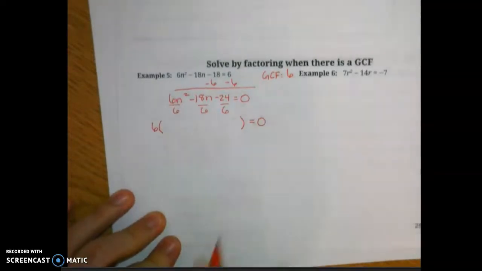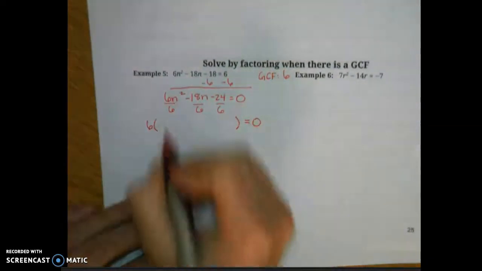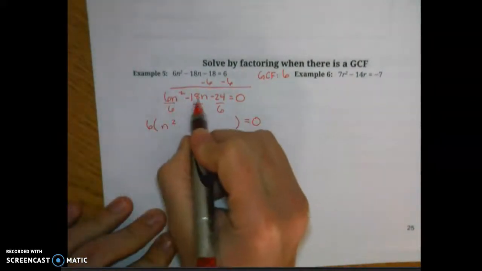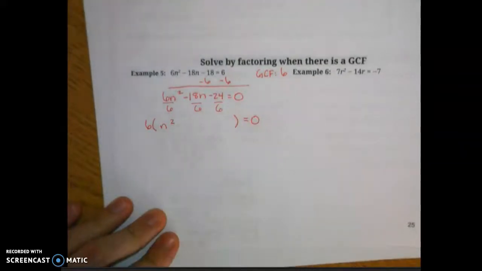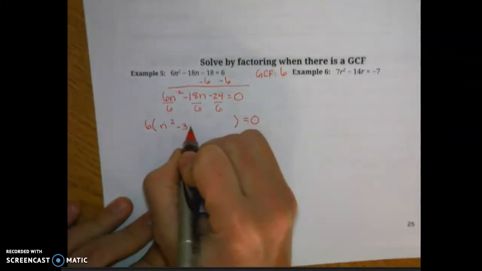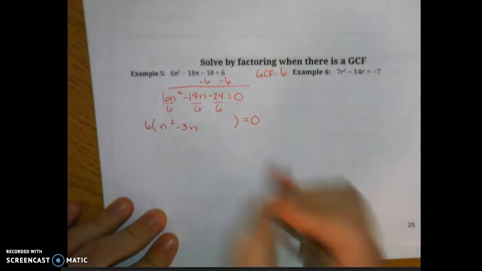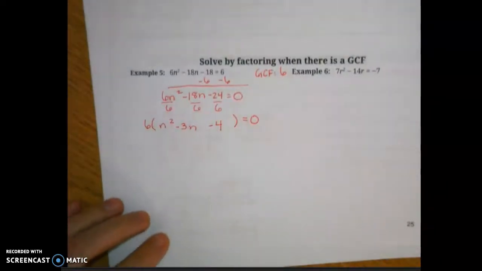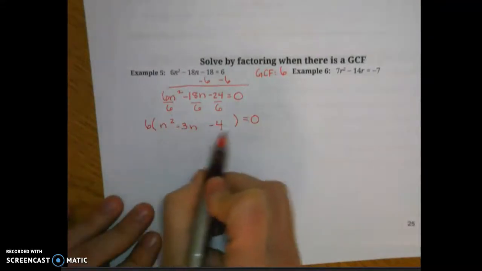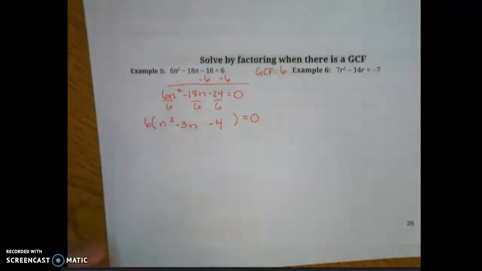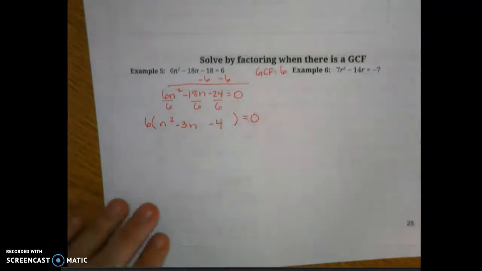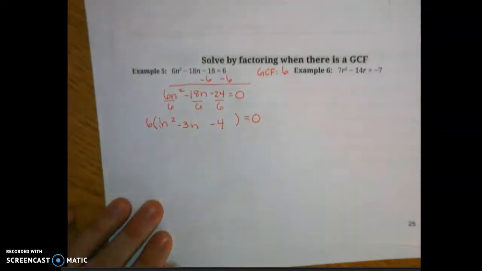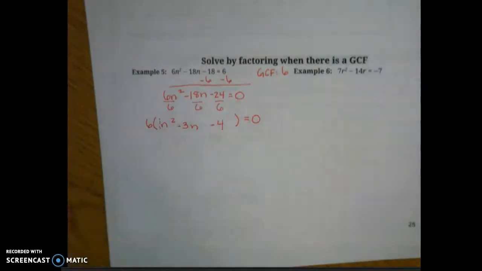Okay, this should be review, hopefully, from the last unit. 6n squared divided by 6 is n squared. Negative 18n divided by 6 is negative 3n. And negative 24 divided by 6 is negative 4. Okay, so now I'm going to take this trinomial inside the parentheses, and I'm going to try to factor that. So it should be a little bit easier now that the new a value is 1 instead of a 6. It's easier to factor when a is 1.